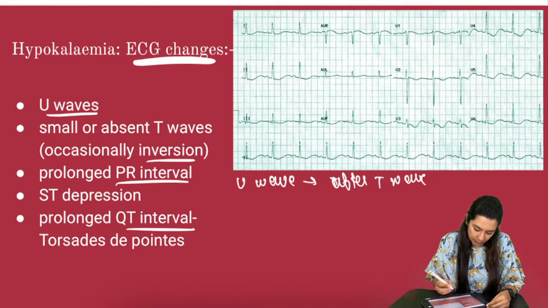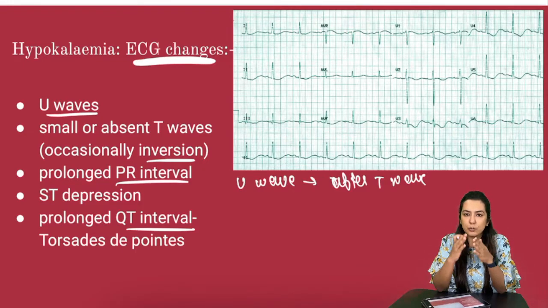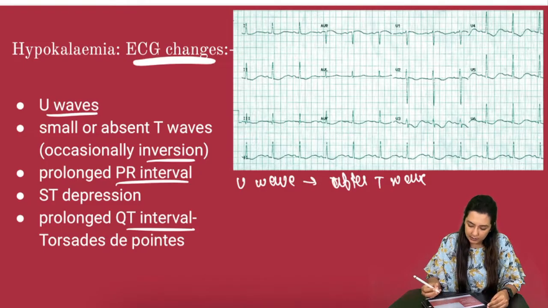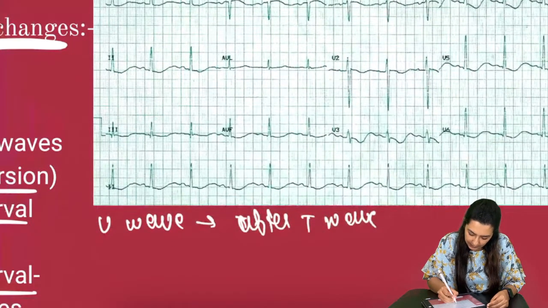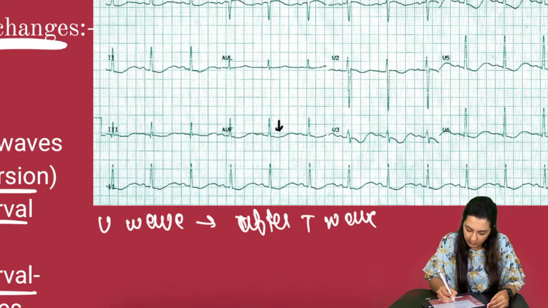Regarding the prolonged QT interval, some authors say that it is not truly prolonged, because the U wave appears after the T wave and the T wave disappears. So it appears like there is a prolonged QT interval. For example, here in the ECG, you can see there is ST segment depression here. As you can see, there are no T waves here, and this is actually the U wave. So this is called pseudo prolonged QT interval. This is what some books tell.